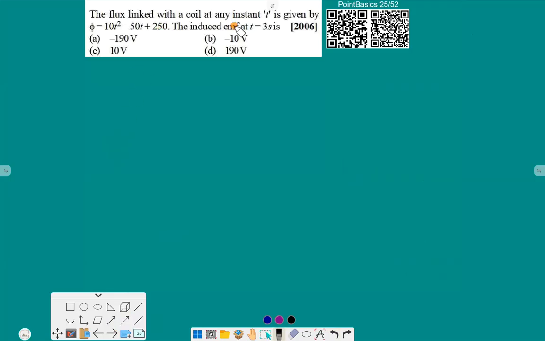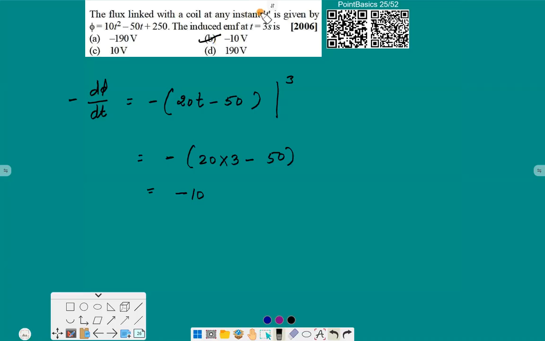Flux linked with a coil at any instant t is given by this equation. Induced EMF we have to find out. So induced EMF is given by d phi by dt with negative sign. So it will be negative 20t minus 50 plus 0, and we have to find it at t is equal to 3. So it will be minus 20 into 3, minus 50. So 60 minus 50, that is 10. So minus 10. Option B will be the right answer here. Now let's move to the next one.